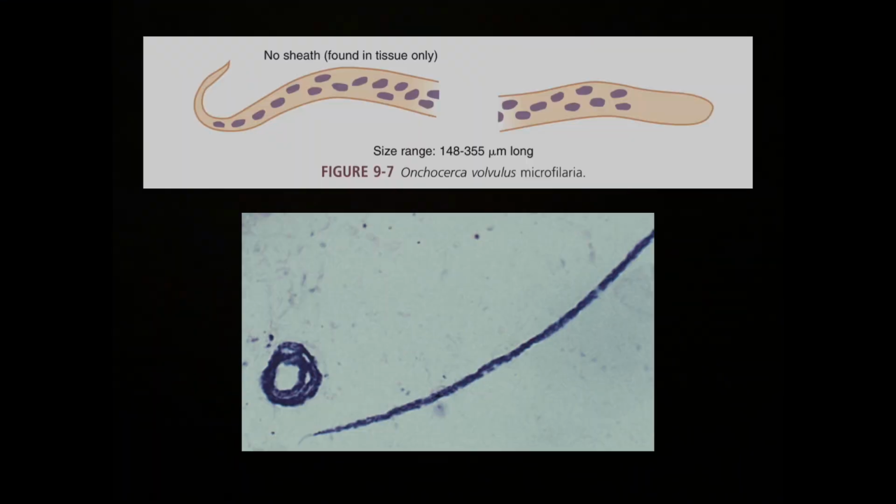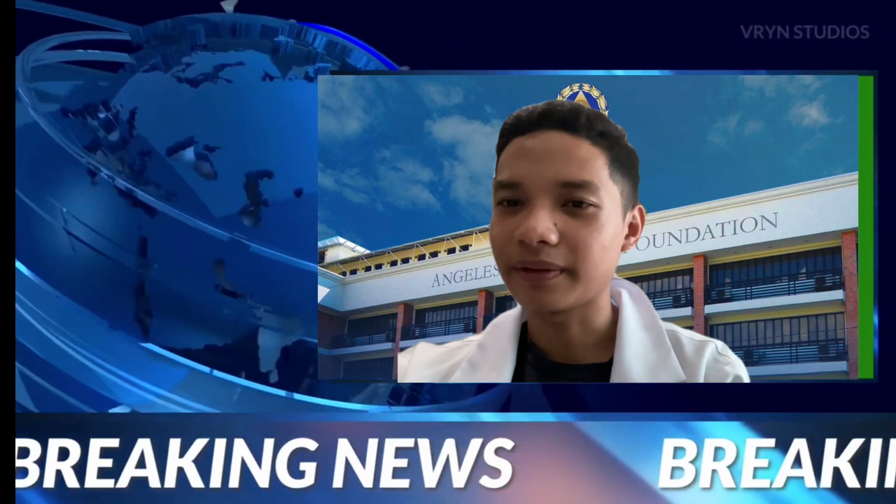Based on the picture shown on the screen, we can see that the Onchocerca volvulus ranges in length from 150 to 355 micrometers. The one primary characteristic that distinguishes this organism from the other microfilariae is that it does not possess a sheath, wherein the body contains numerous nuclei that extend from the rounded anterior end, almost to but not including the tip of the somewhat pointed tail.